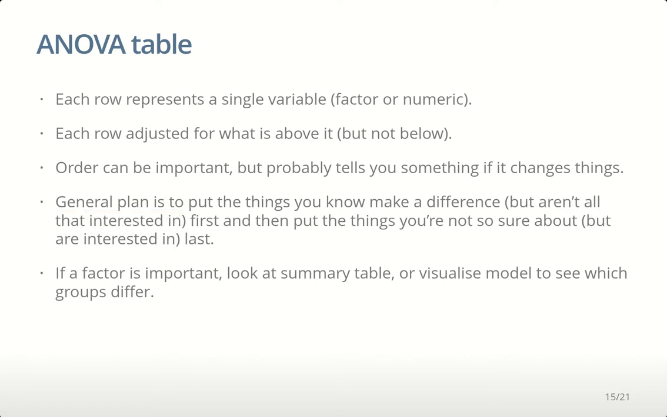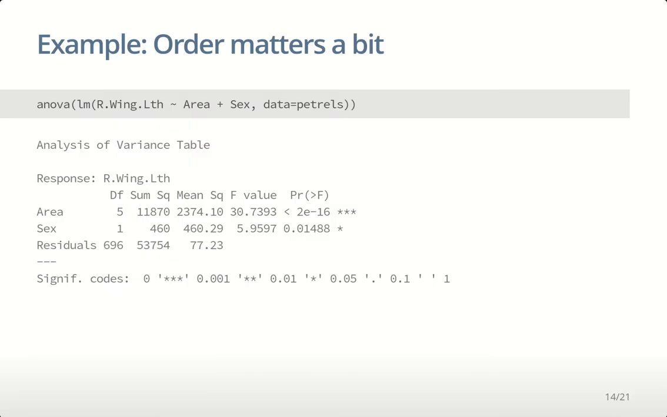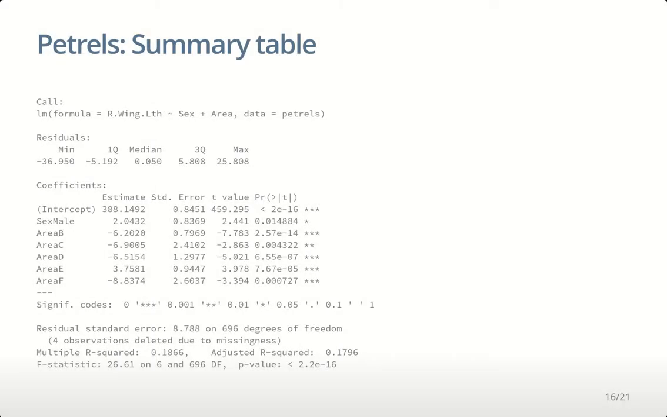Generally, if you find something being important in the ANOVA table, that's when you then go to the summary table or visualize the model in order to characterize why they're important. Okay. So back here, here's our summary table for the Petrels. Remember our ANOVA said that both variables are important, so we go to the summary table in order to summarize that. We see that males are 2 kilos heavier, 2 millimeters larger than females after adjusting for area, and area E is larger than area A after adjusting for sex.